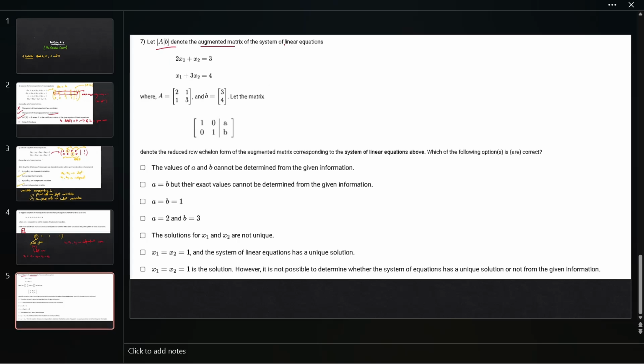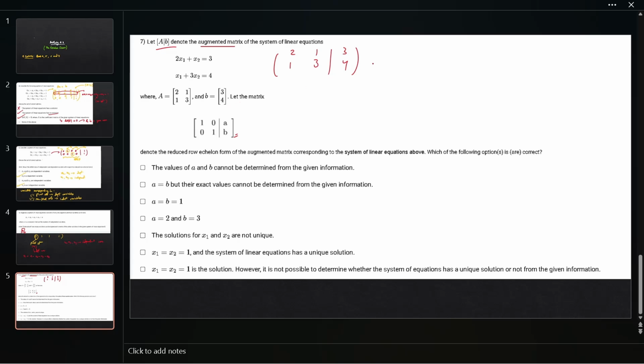Now, moving on to the next question, where we have AB as the augmented matrix of the system of linear equations. And it says this denotes the reduced row echelon form of the augmented matrix corresponding to the system. Which of the following options are correct? The first option says the values of A and B cannot be determined from the given information. So first let's write the augmented matrix here, which is 2, 1, 1, 3, 3, 4. Now we'll be doing the operation such that this matrix becomes the identity matrix, which is provided over here.